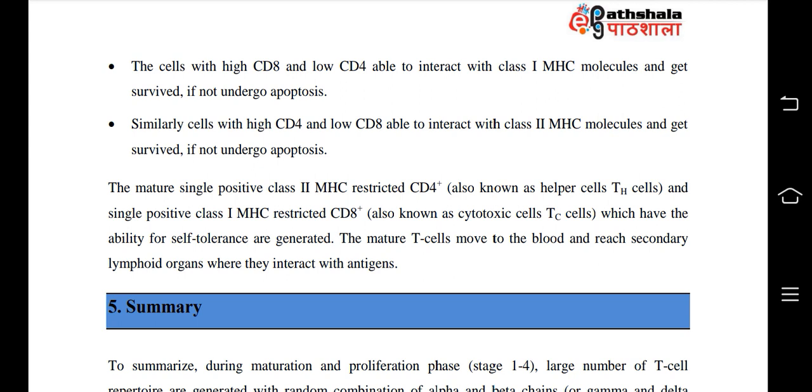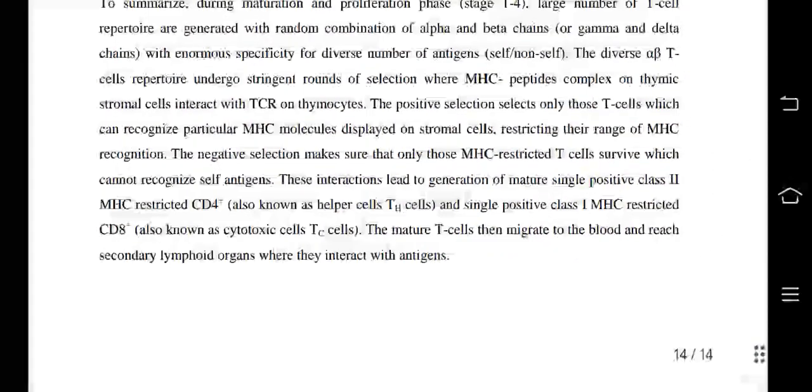The mature cells are generated: single positive class 2 MHC restricted CD4 plus, also known as helper cells or TH cells, and single positive class 1 MHC restricted CD8 plus, also known as cytotoxic cells or TC cells, which have the ability for self-tolerance. The mature T cells move to the blood and reach secondary lymphoid organs where they interact with antigens. Now let's have a summary.